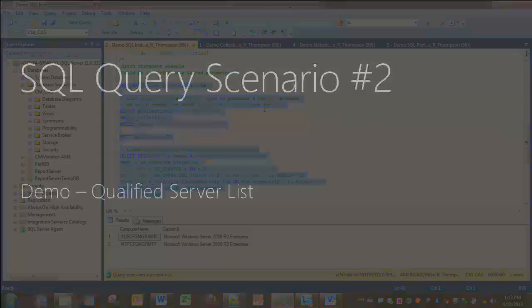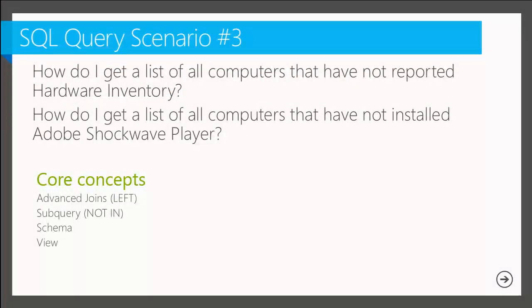Now the third set that I want to talk about is a little bit more advanced, where we were dealing with how do I get a list of all computers that have not reported hardware inventory. And that might be interesting to track down, because perhaps there are issues in the environment. You need to know why things are the way they are. Also, how do I get a list of computers that have not installed Adobe Shockwave Player? And this actually was a query I pulled out of the TechNet forum and then kind of refined it, made it a little easier to read.